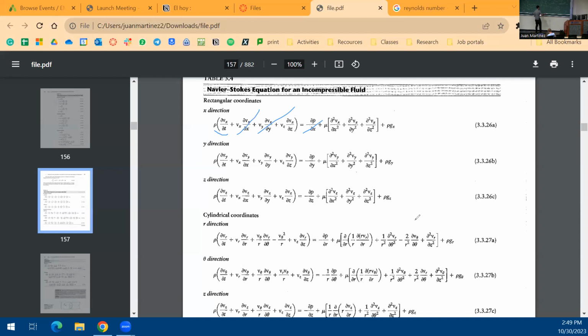And we know that Reynolds number, again, never a bad thing, is density times average velocity times characteristic length, over viscosity.